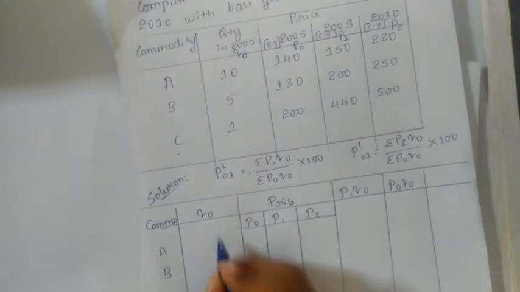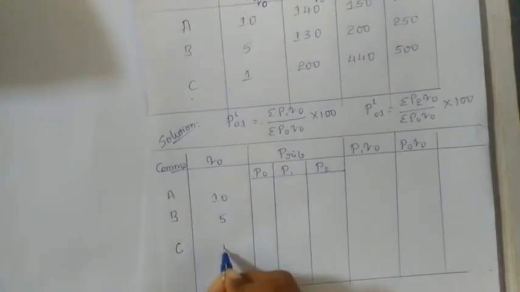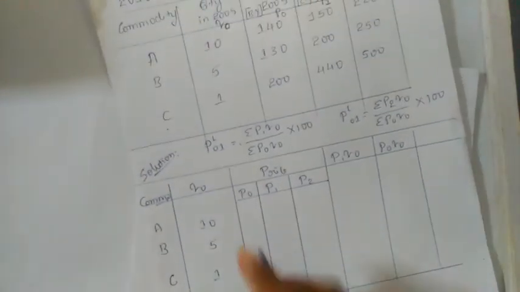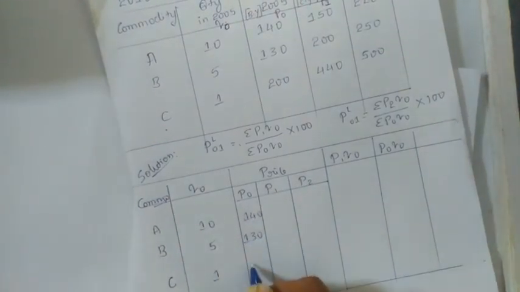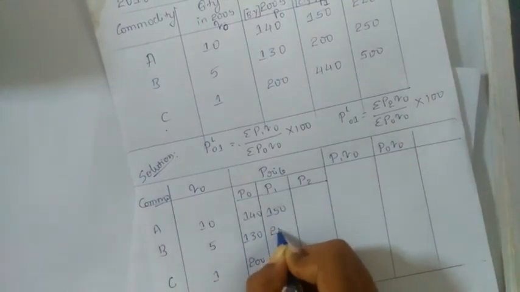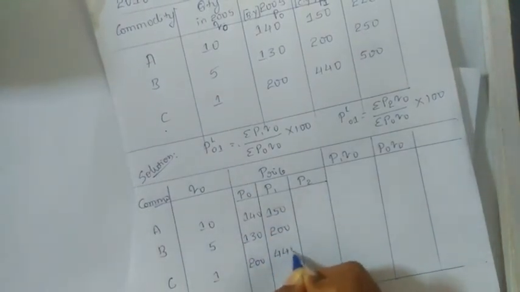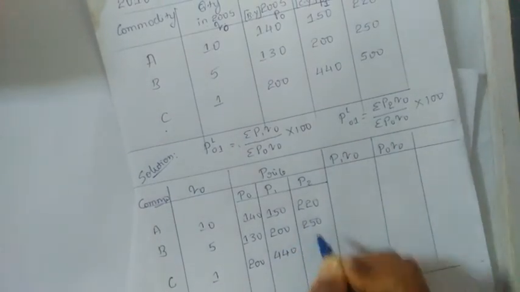Next, write the commodities, that is A, B, C. So write the quantity values 10, 5, 1. Next one is the P naught value. P naught value is 140, 130, 200. Next 150, 200, 440, and then 220, 250, 500.